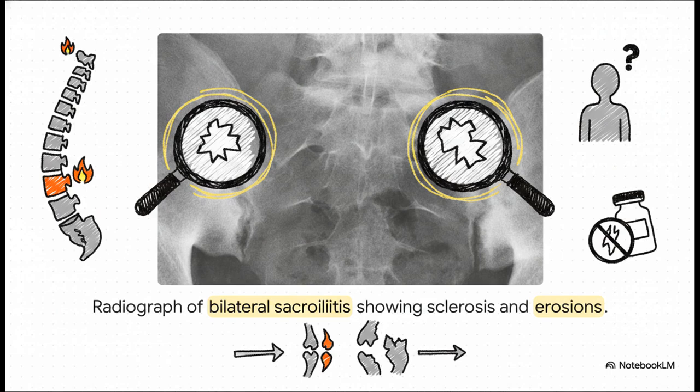Notice that distinct marginal sclerosis, that dense, unusually white bone outlining the joint, right alongside areas where the bone looks almost chewed away. Those are the erosions. When these changes become visible on an X-ray, we formally classify the patient as having radiographic axial SpA. And it's worth noting, alongside this axial damage, peripheral joints can suffer severe destruction too. You might see the classic pencil-in-cup deformity, often found in psoriatic arthritis, where the end of one bone whittles down to a point while the adjacent bone expands around it like a cup.